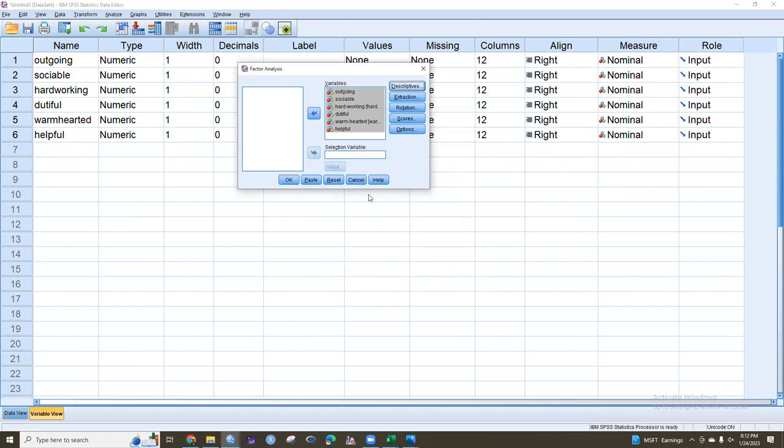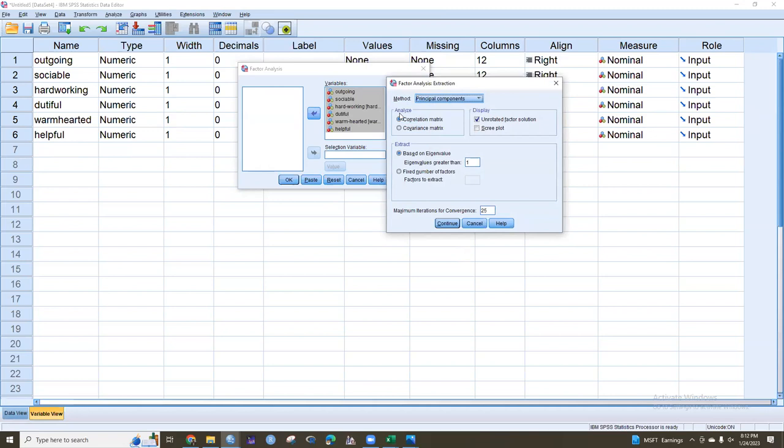Then click continue and then Extraction. In Extraction, you can see by which method you want to extract. Just select the principal component method and then select the scree plot. Then decide by which method you want to extract: based on eigenvalue greater than one, or a fixed number of factors, if you want at least two or three factors. First of all, just click on this.